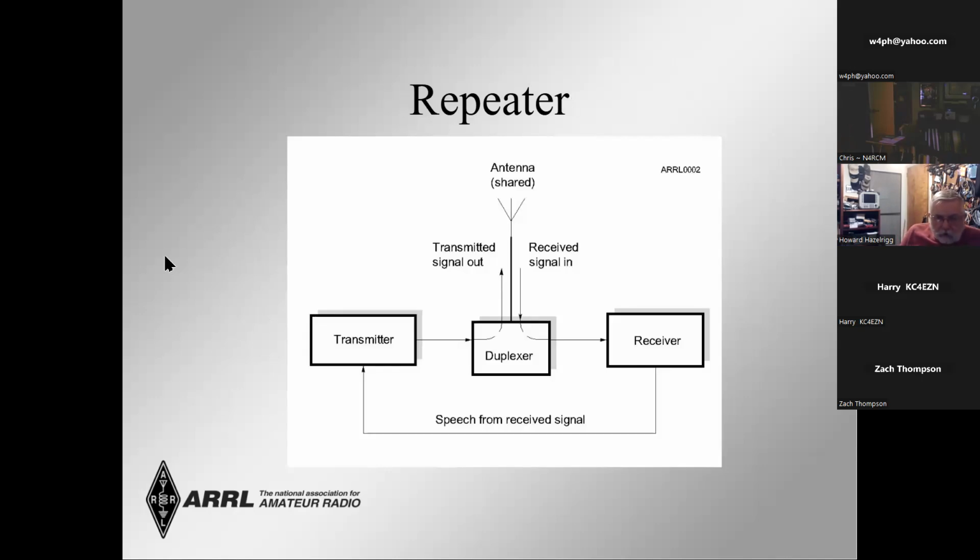And here's a drawing of a repeater, and you will see that the received signal goes from the receiver into the transmitter and then is retransmitted on a slightly different frequency.